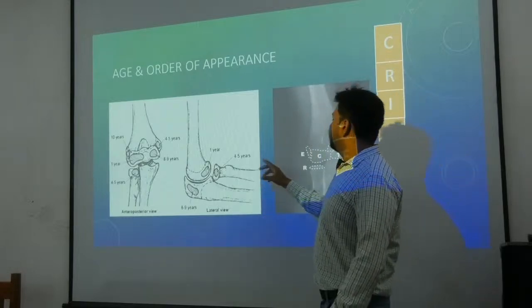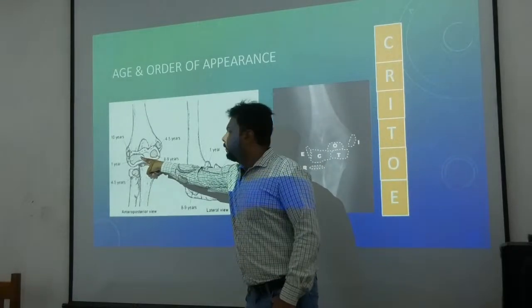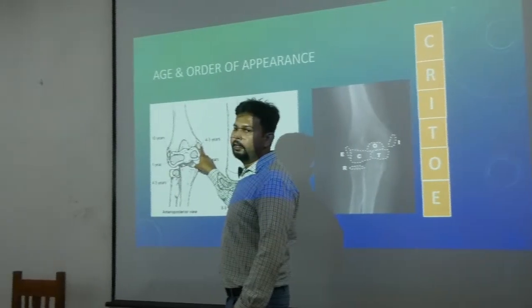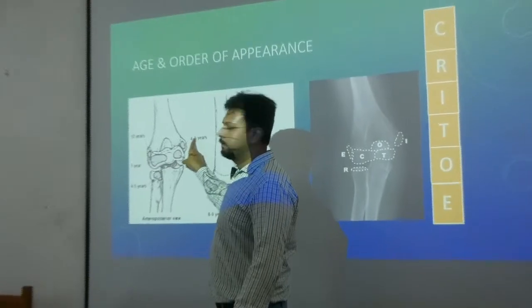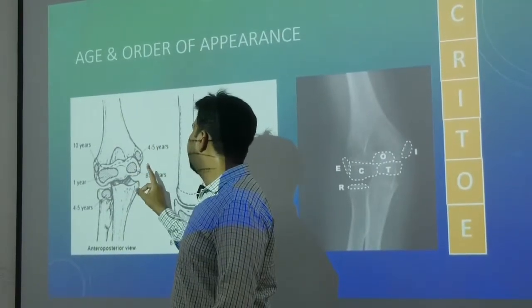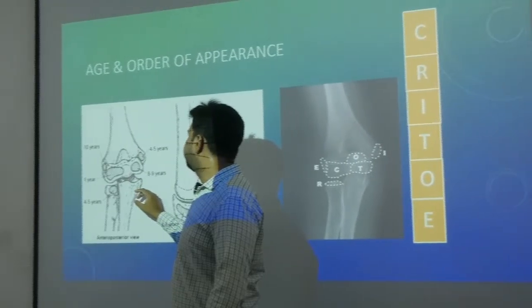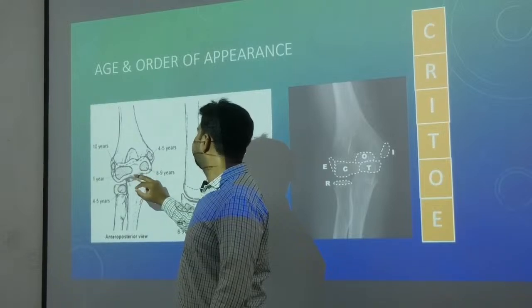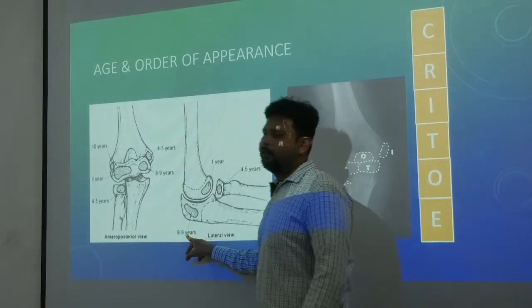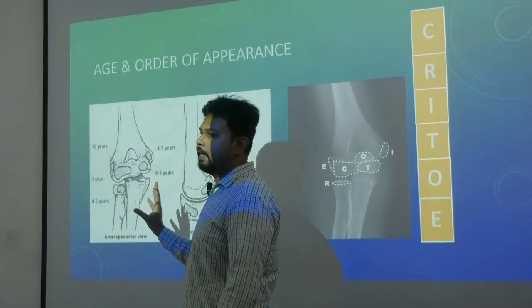Here first is C, capitulum. The capitulum appears at 1 year of age. Here it is. Then R is radial head, 4 to 5 years. Then the medial epicondyle, 4 to 5 years, almost similar. These values are almost similar. Then T is for trochlea. Where is the trochlea? Then O, olecranon process. Then E, external epicondyle, 10 years.